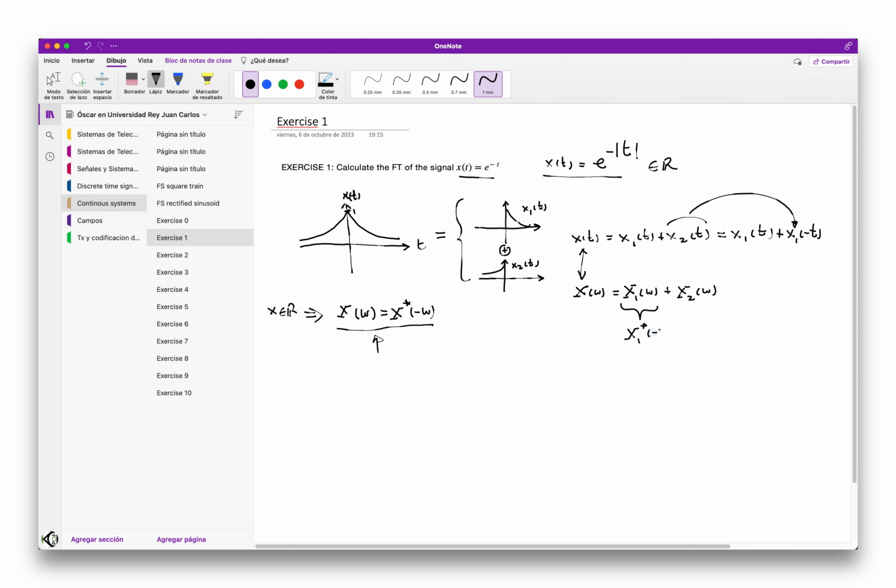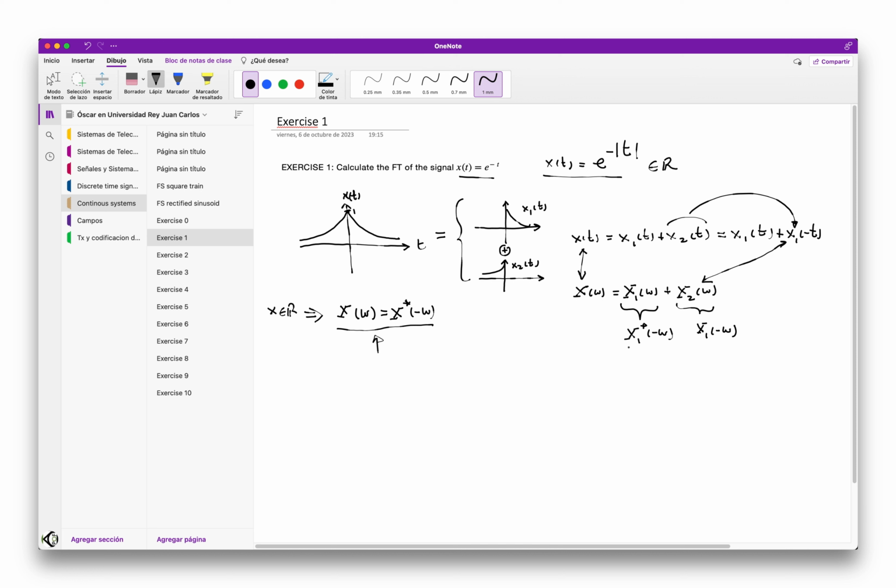And X2 of omega, what we have seen, is the same as X1 of minus omega. Why? Because this is the Fourier transform of this, so it just reflects the variable minus t in minus omega, and we just use the fact that x1 is real to say that the Fourier transform is Hermitian.